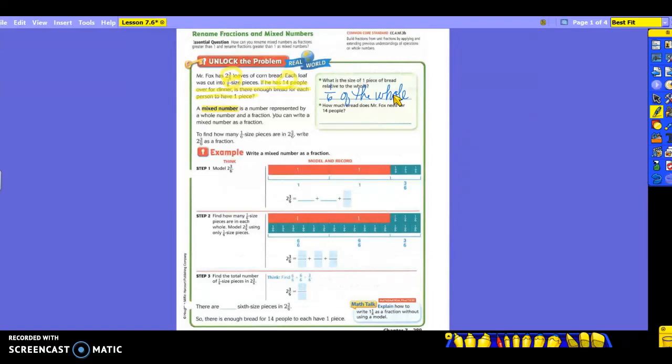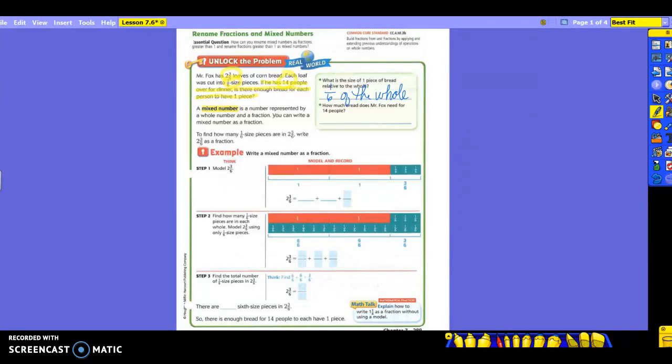Then it wants to know, how much bread does Mr. Fox need for 14 people? Okay, we're going to fill this in in a second. I want to talk to you about how I know what they're asking me here. Look down here. To find how many 1/6 size pieces are in 2 and 3/6, we're going to write 2 and 3/6 as a fraction. Right now it is a mixed number, so we have to make it into a fraction. Okay? So take a look down here. Remind me to go back and take care of this.